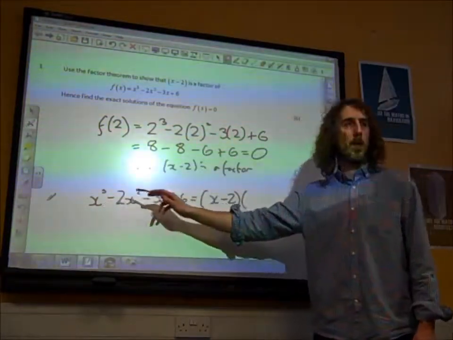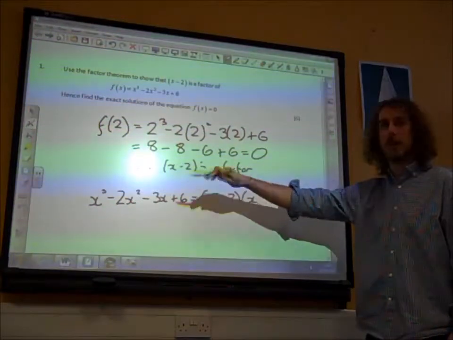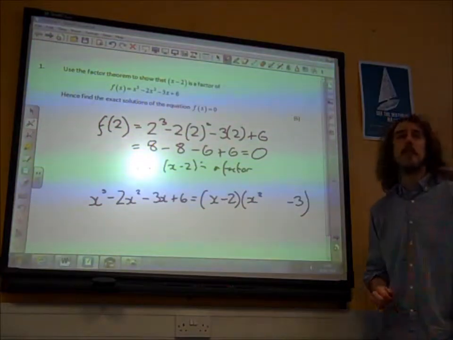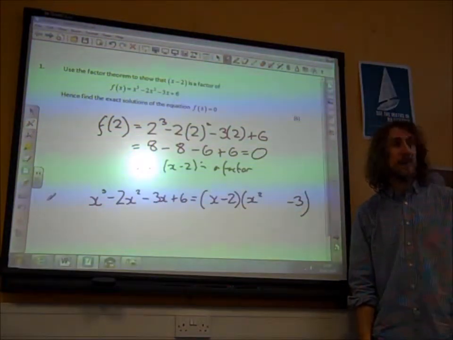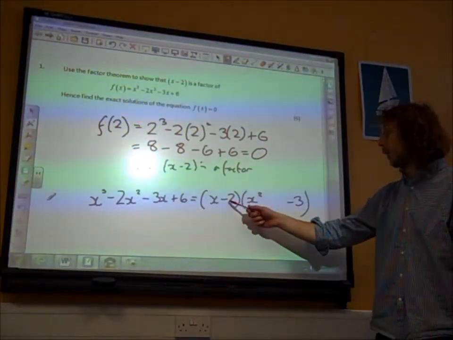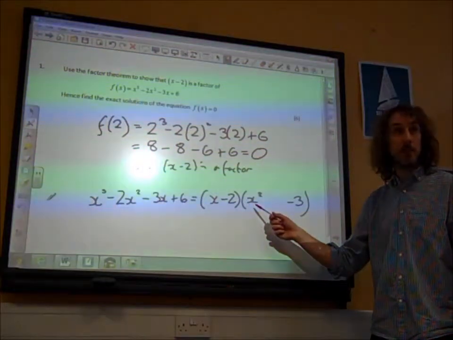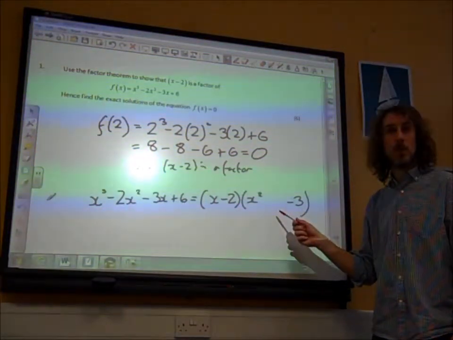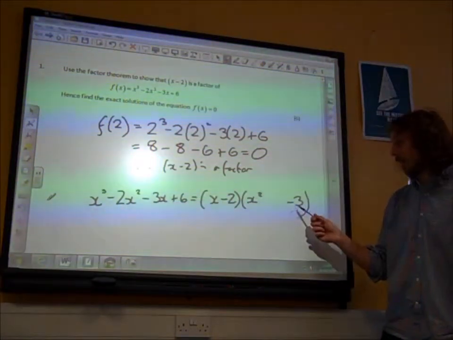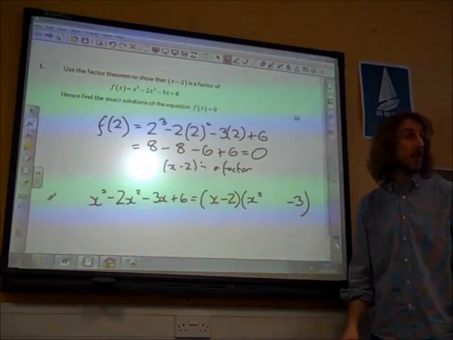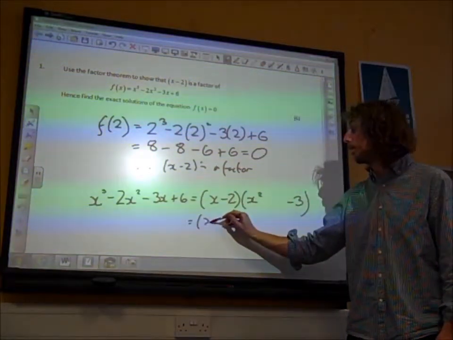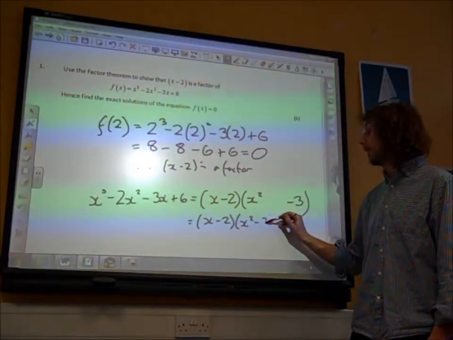This is x cubed, so this must be x squared here to multiply with the x to give us x cubed. Here's a plus 6 at the end, so this must multiply with that minus 3 to give us plus 6. In the middle, we have minus 2x squared. That's already given us minus 2x squared, so x times this term must give us no more. And let's check the x. We've got minus 3x from there, so minus 2 times that must also be 0. So that's it factorised. There isn't a middle term, it's just x minus 2 times x squared minus 3.